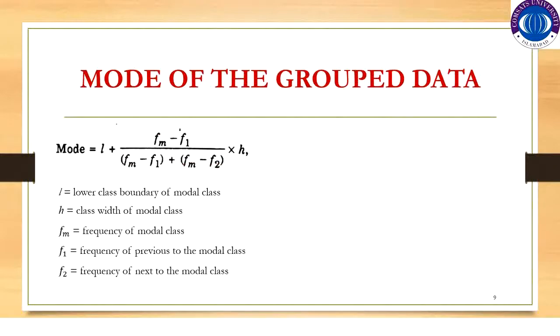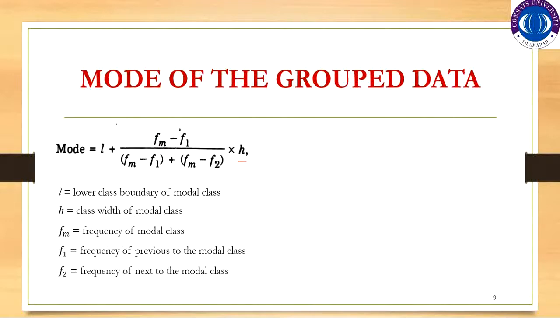Now the formula is L plus Fm minus F1 divided by Fm minus F1 plus Fm minus F2, into H. L, as in the previous formula we have seen, is the lower class boundary of the selected class. Same is the case here. L is the lower class boundary of the modal class. H is the class height of the modal class. Fm, M represents the maximum. Okay. So Fm is the maximum frequency, or we can say the frequency of the modal class.